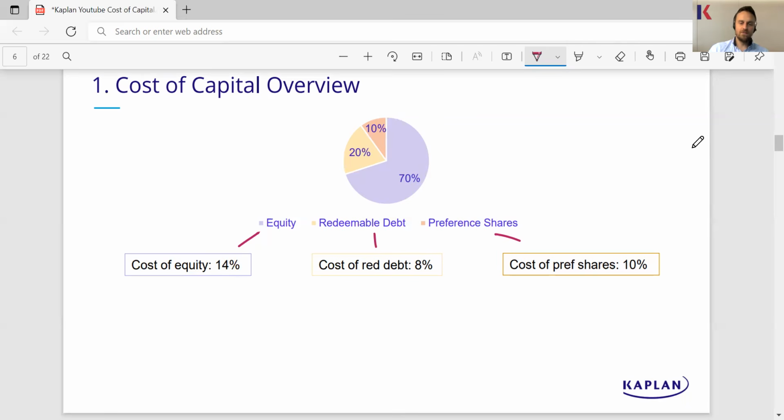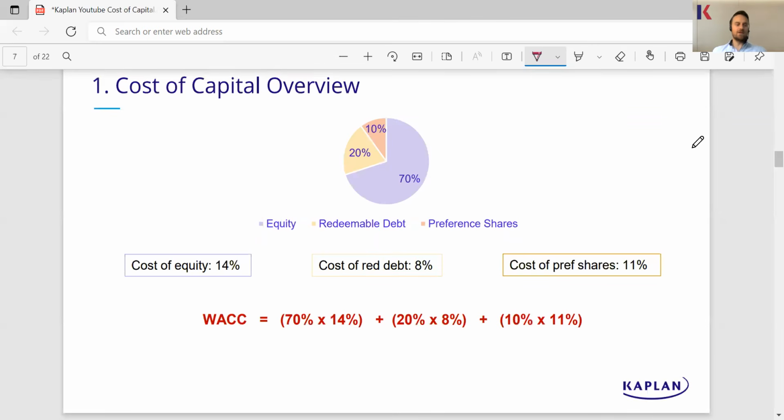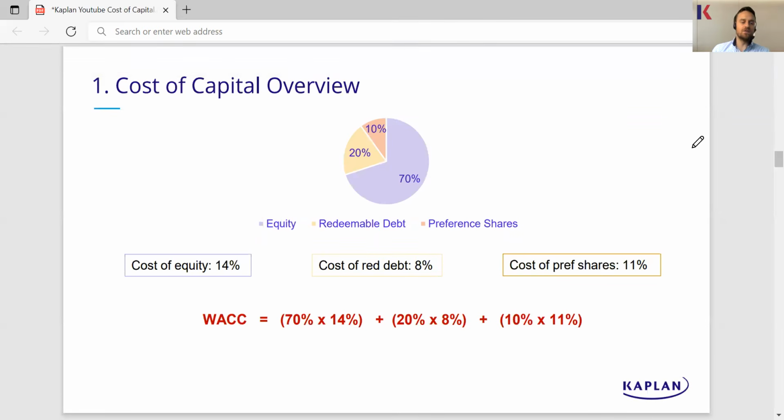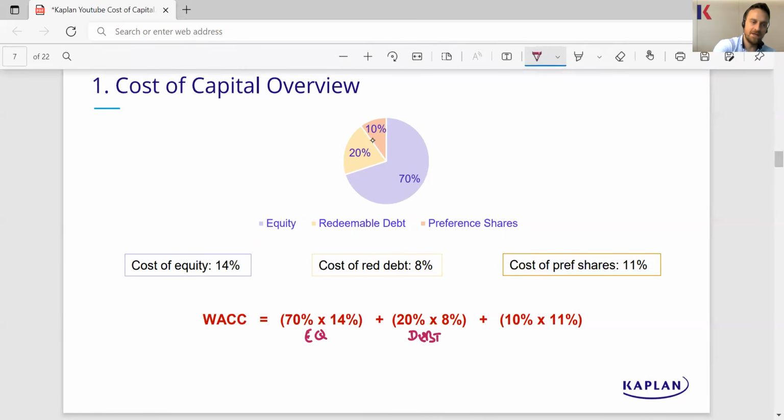So when we do this, the way I like to do it is to do just the proportion of the finance times by the cost for each one. So here's our equity element there. You've then got your redeemable debt there. So 20% times its cost. And then you've got your preference shares. So I'm just doing the weighting, for example, preference shares, 10% preference shares, and then the cost is 11%. So times by its cost. So they're your preference shares. And so we're just weighting each.